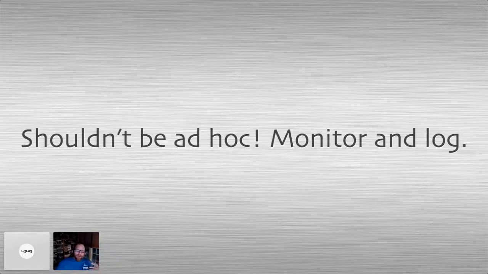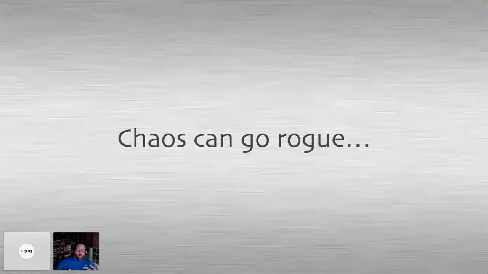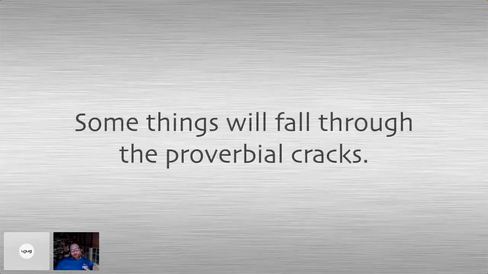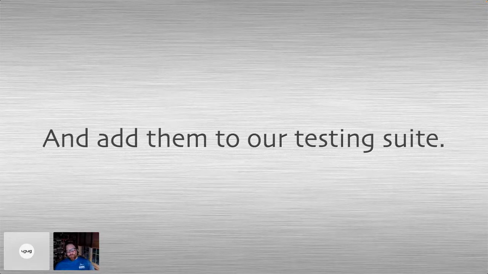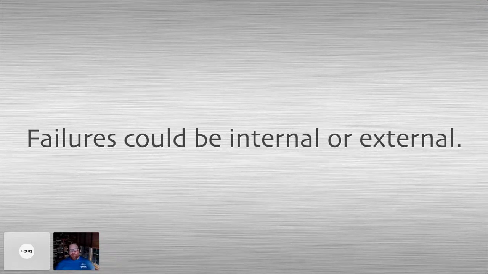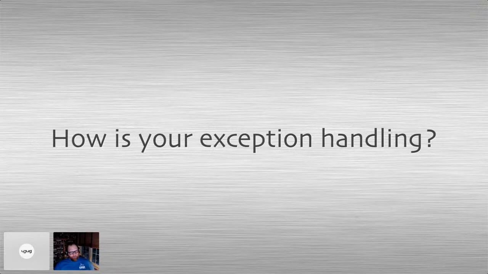Now, again, none of this should be ad hoc. We need to monitor it. We need to log it. And of course, that can go rogue. Some things are going to fall through the cracks, so we need to be able to detect those failures, and then when they occur, make sure we add that into our testing suite. Those failures could be internal or external, so always fair to ask, how's your exception handling?